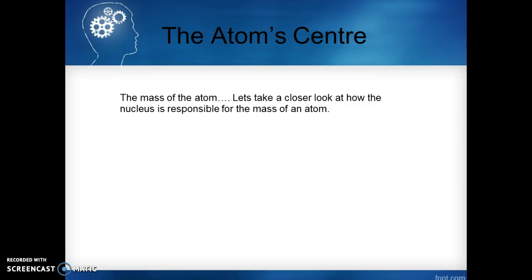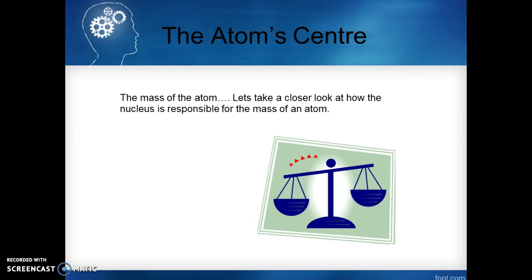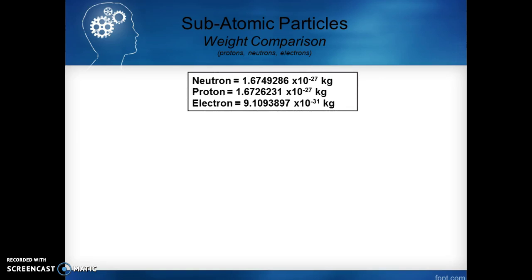So the mass of the atom, as we mentioned before, is derived from the protons and neutrons. So let's see how that works. A neutron weighs 1.67 times 10 to the power of negative 27, where the proton weighs 1.67 times 10 to the power of negative 27. And look at this electron here. It's actually to the power of negative 31. So that's 4 decimal places moved over, recall from lesson 2.